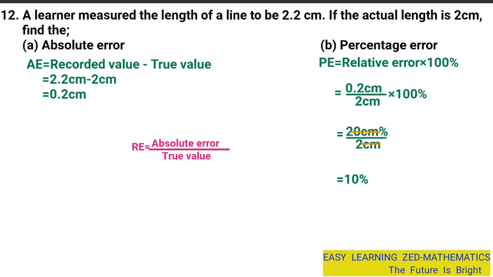Okay, so in this question, 12A was 0.2 centimeter and 12B was 10%. Okay, let's go to question number 13.